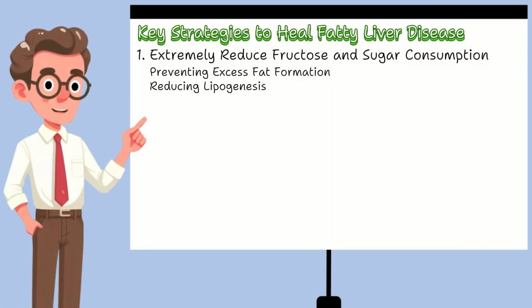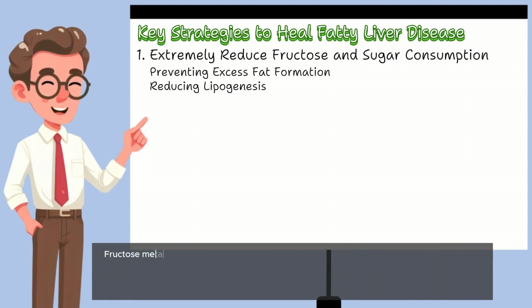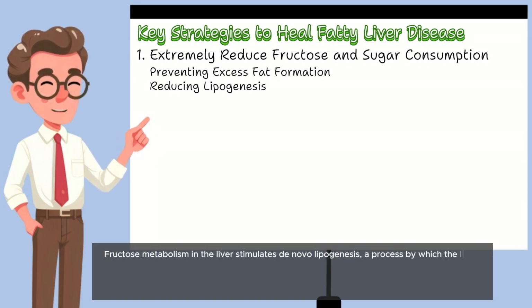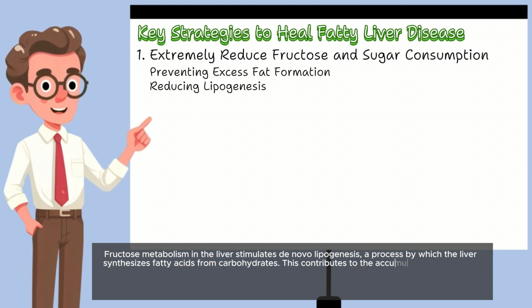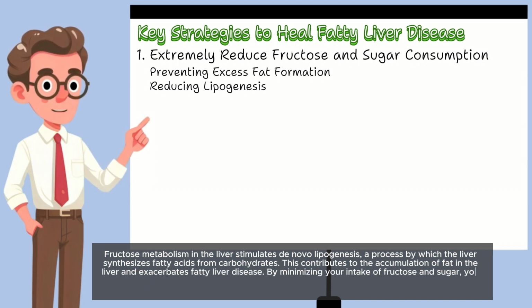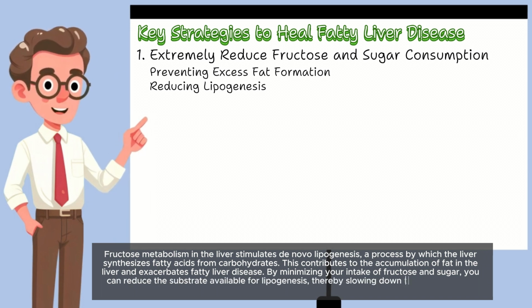Second, reducing lipogenesis. Fructose metabolism in the liver stimulates de novo lipogenesis, a process by which the liver synthesizes fatty acids from carbohydrates. This contributes to the accumulation of fat in the liver and exacerbates fatty liver disease. By minimizing your intake of fructose and sugar, you can reduce the substrate available for lipogenesis, thereby slowing down the production of new fat in the liver.